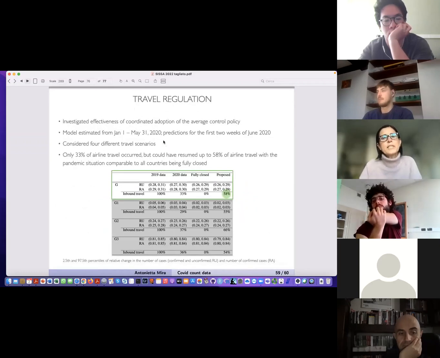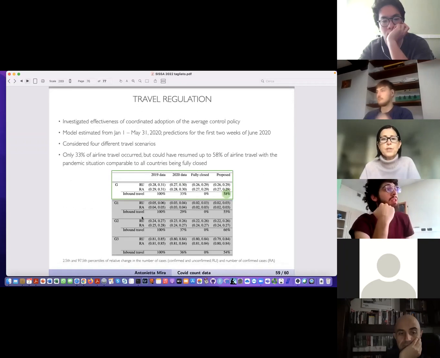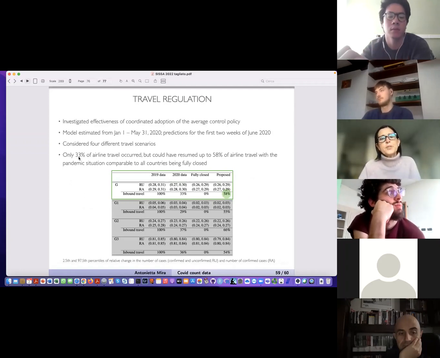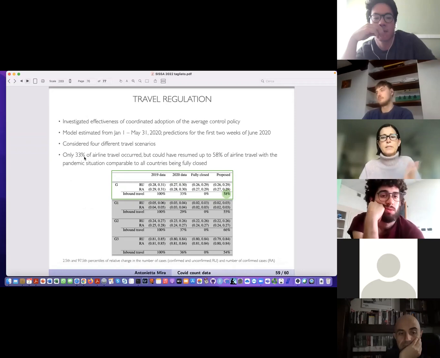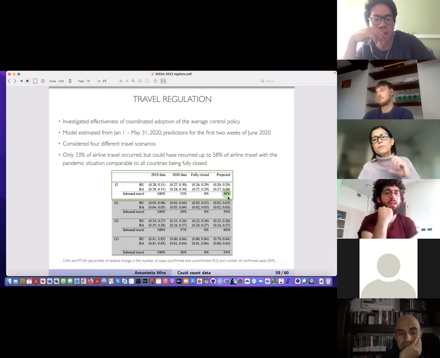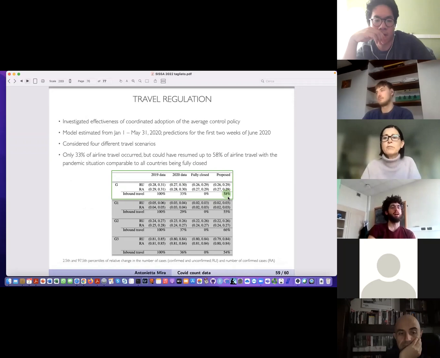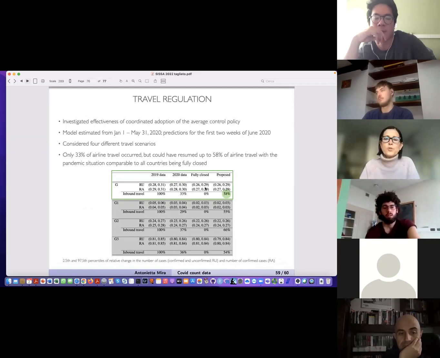So what is interesting is that with our proposed strategy, and here I'm talking about the average control strategy, only 33%, we can allow 58% of the airline travel, still with a situation of confirmed cases and active cases to be the same as the fully closed strategy. So in this table, you see the proposed strategy and the fully closed strategy.